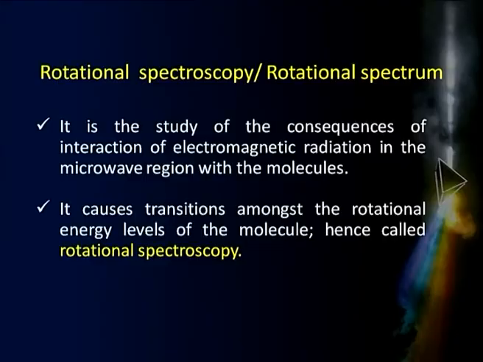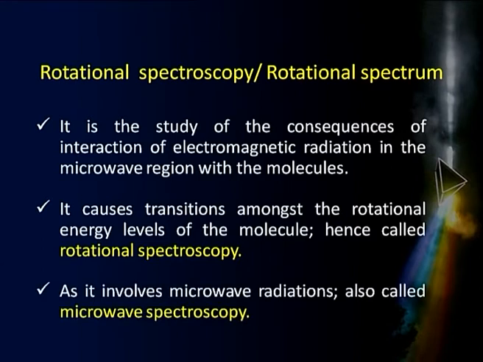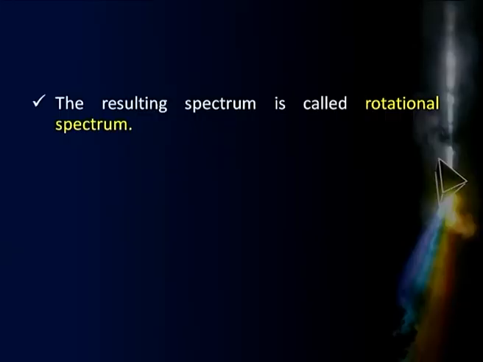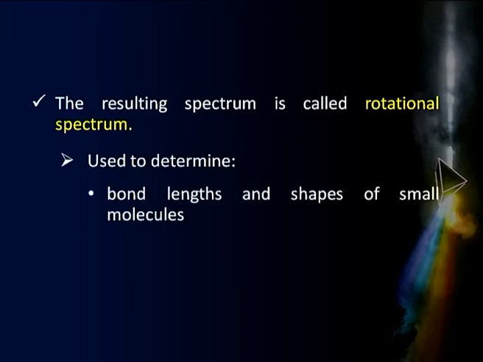This is so because microwave radiations have energy sufficient to cause transitions amongst the rotational energy levels of the molecule. That is why it is called rotational spectroscopy. Further, since we are using microwave radiations for the purpose, this is also called microwave spectroscopy. So, the terms are used interchangeably, and typically such a spectrum which comes as a consequence of interaction of microwave radiation and molecules is called a rotational spectrum. This spectrum is used to determine a variety of things. First of all, it can be used to find out the bond lengths of simple molecules or even the shapes of small molecules.